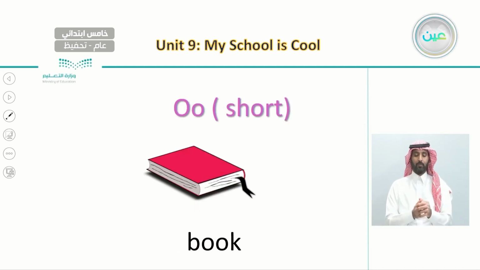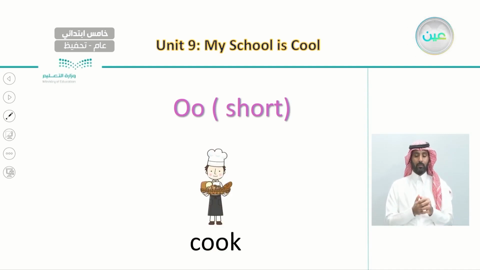Now, here we're going to talk about the two O's, but in a short form. For example, book. Book. You see here the word book with two O's, but they are the short O. The same as cook. Cook. This is also a word with the short O's. The short O's.